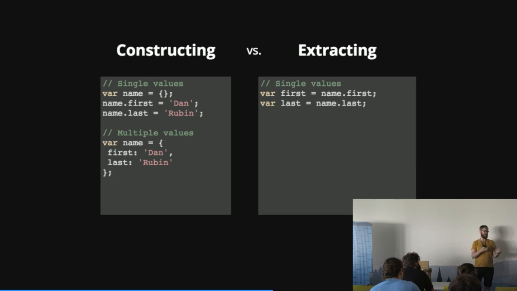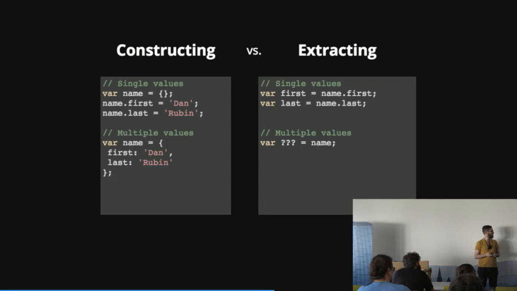Extracting is actually just extracting things from an object. So you can do that with single values like this, but in ES5, there's no way to do that with multiple values, at least not an easy way. This changes in ES6 because you can just use the same way as you would construct it. This is what destructuring is. This is called destructuring. So you put the variable names inside curly braces, and it will just insert the first and the last inside of the new variables.